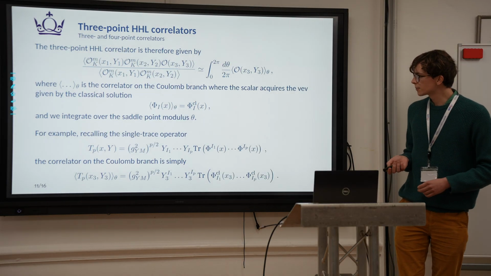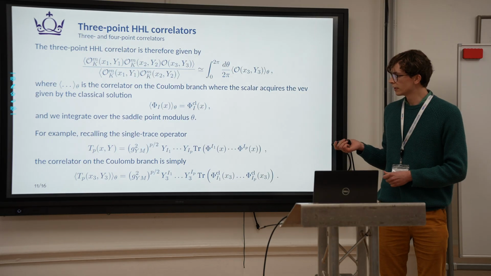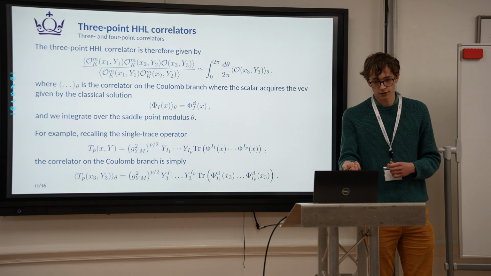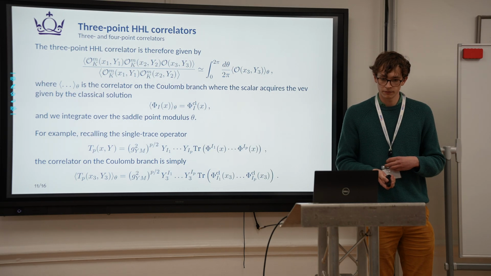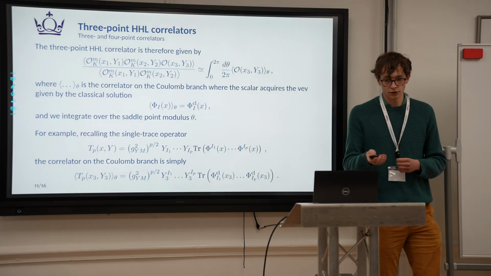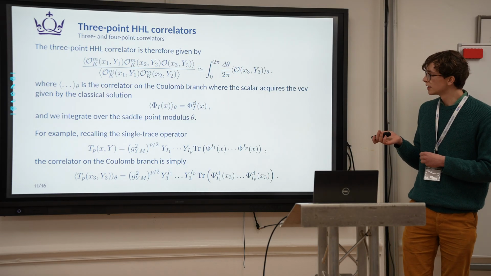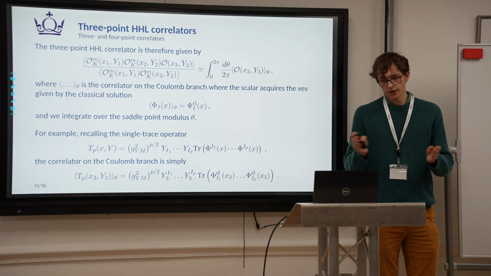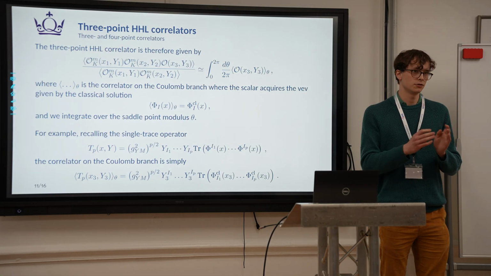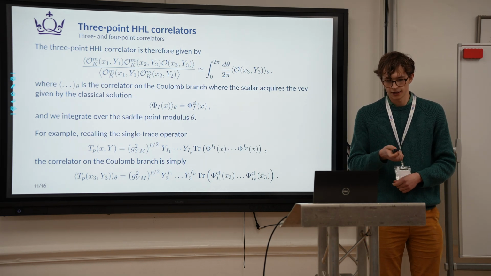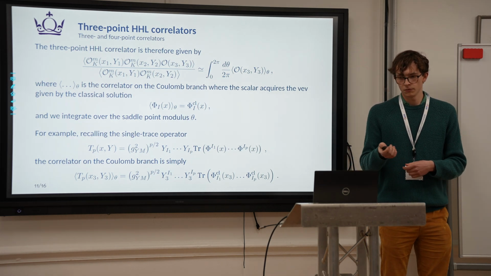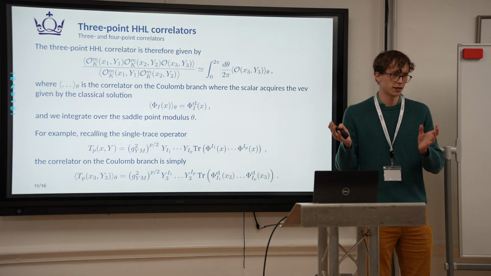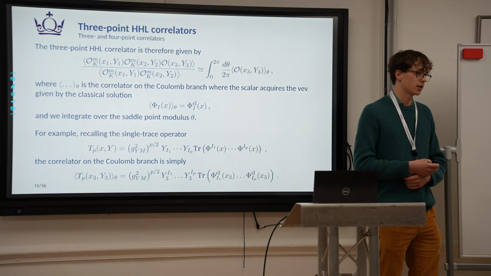Just an example of how this works. I showed before the single trace operator, it's T_p. If we wanted to find the 1 point correlator on the Coulomb branch, then all we do is literally replace these scalar fields with our classical solution of the scalar fields. So we have however many of them, and then do the trace over that. We can actually find a general formula doing this whole thing explicitly, and it'll be some hypergeometric function.